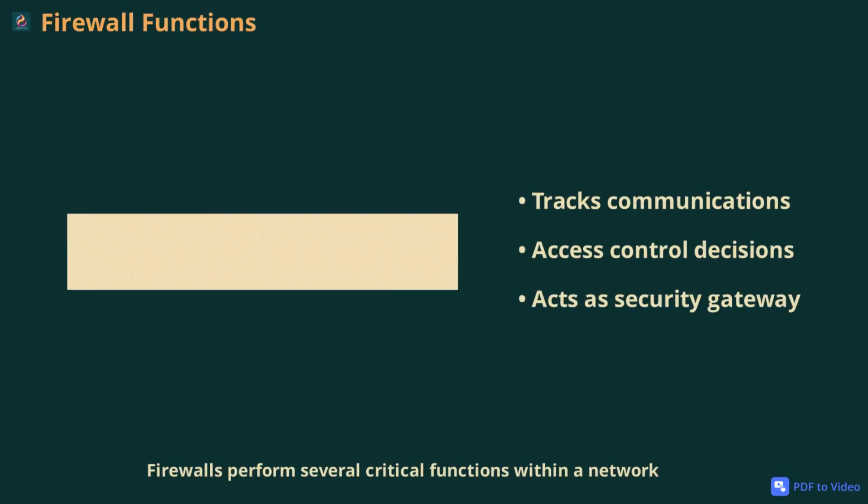Firewalls perform several critical functions within a network. They track and control network communications, deciding whether to pass, reject, encrypt, or log data based on access control policies. Serving as a security gateway, firewalls sit between two networks, typically the internal corporate network and the external internet. By enforcing rules, they help prevent malicious traffic from entering or leaving the network, ensuring only authorized communications are allowed. This scene will clarify how firewalls make these decisions and why their role is so vital in modern cybersecurity.